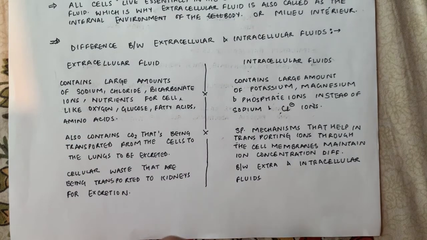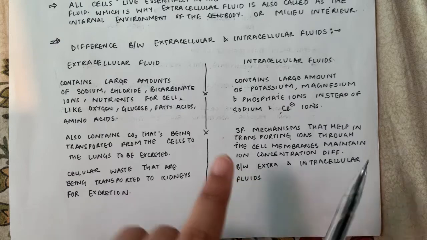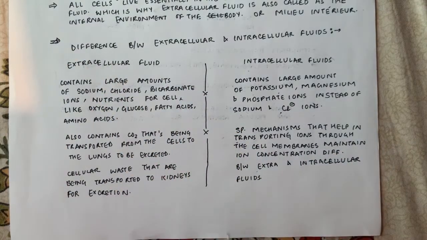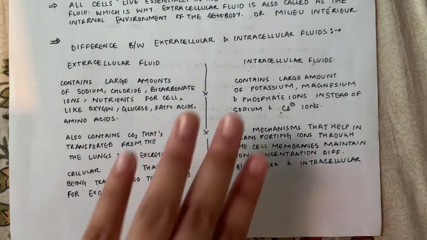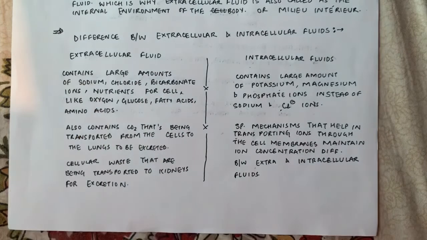There is active transport, there is passive transport, there is osmosis, there is diffusion. जितने भी मैकेनिज्म्स हैं ये बेसिकली क्या मेंटेन करते हैं? एक कॉन्सेंट्रेशन डिफरेंस, आयन कॉन्सेंट्रेशन डिफरेंस between extracellular and intracellular fluid. ये extracellular और intracellular fluid के बीच में क्या मेंटेन करते हैं? एक आयन concentration difference. So guys, here we complete the first topic of our first chapter.